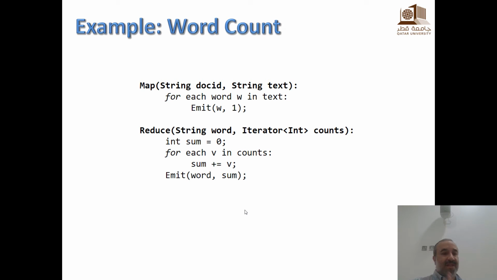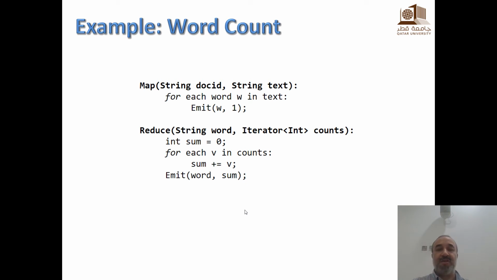Right. This is the pseudocode. As I said, we need to just write two functions. Here the map takes the document ID and the text, and for each word in the text, of course, here we assume that we have a way to divide the words, we will emit, this is the function emit to provide the output of the map function, W and 1, the word and the number 1.